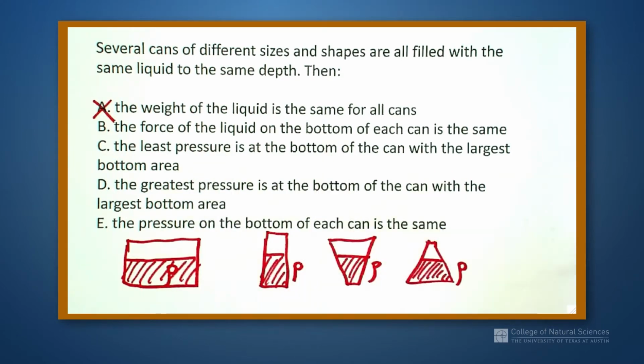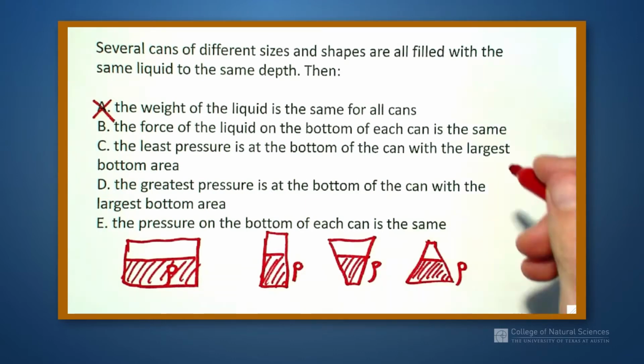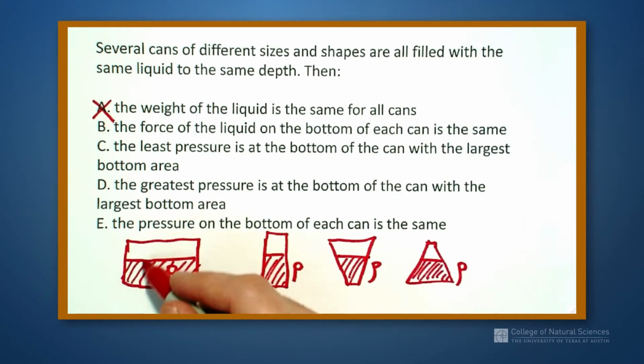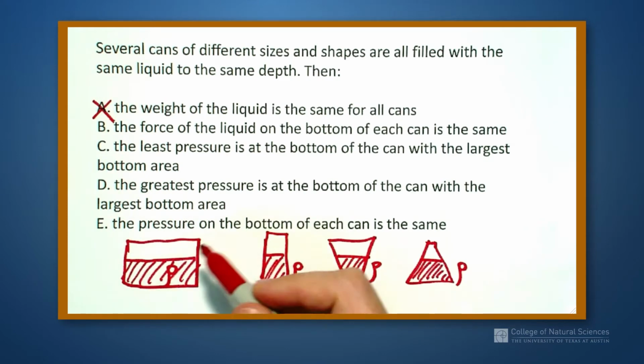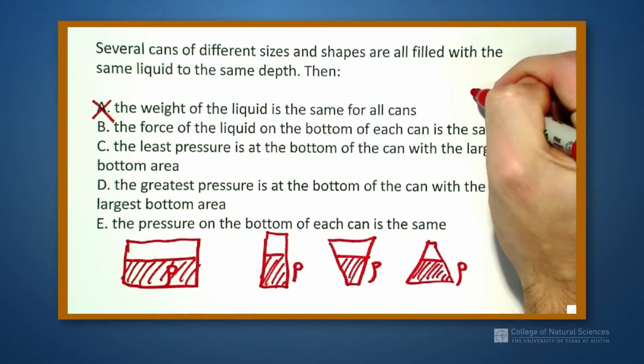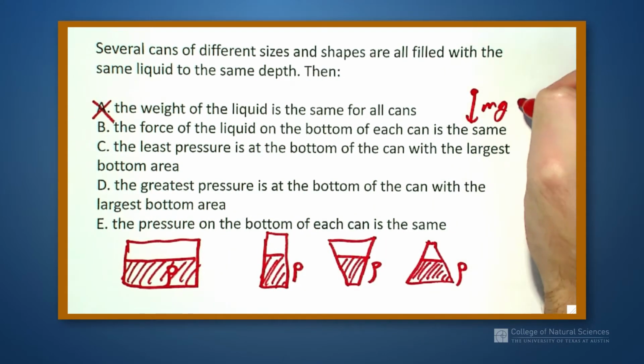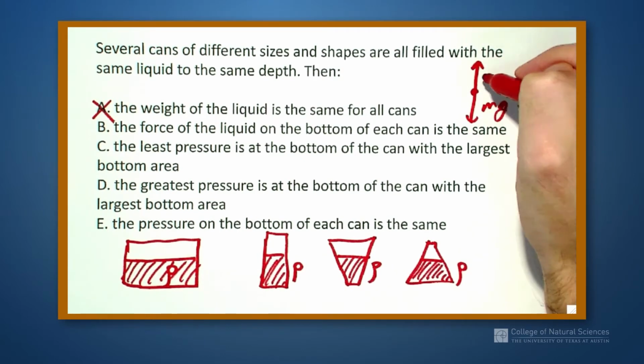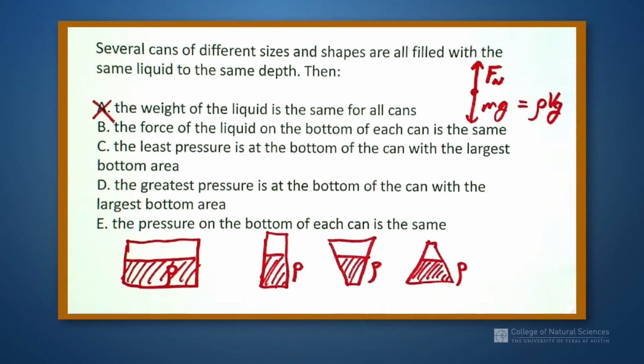The force on the bottom of each can is the same. Now, I'm not quite sure on that one, but I think I can reason this one out using Newton's second law. The liquid itself, let's draw a free body diagram for that. It's going to have its weight force pulling down, which in this case is rho times the volume of the liquid times g. And pushing up on it is going to be a normal force from the can. So I'm just treating the liquid as one unit.